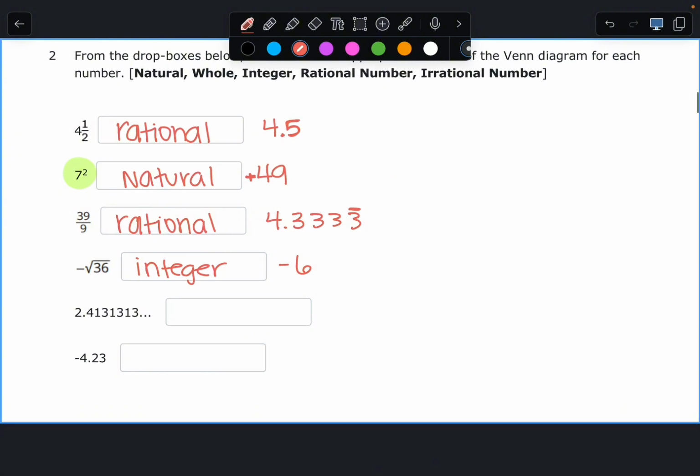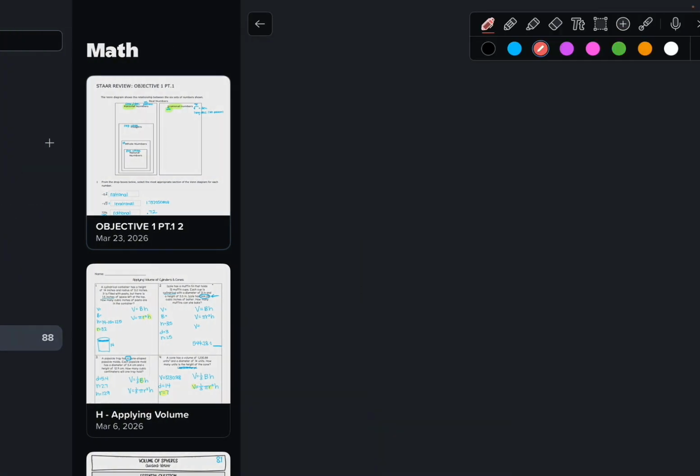And 2.413131313. Look at that decimal part of it. What do you know it's about? It's a pattern. It's a pattern, making it rational. Negative 4.23. It's just a regular, it's a small decimal, rational. Rational.